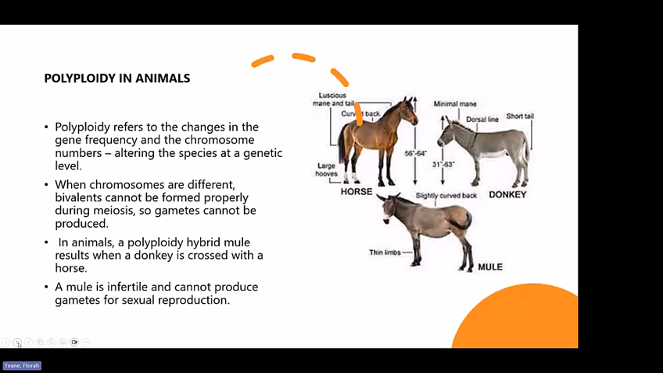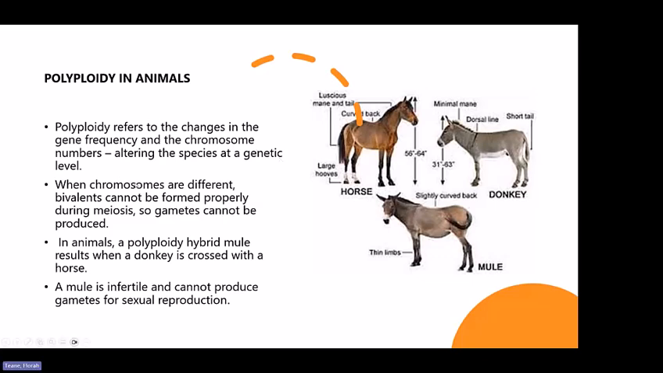It's surprising to note that some of the abnormalities that happen during meiosis are beneficial. But that is in plants. We'll talk about it later. We have what we call polyploidy, which refers to changes in the gene frequency and the chromosome number, altering the species at a genetic level.